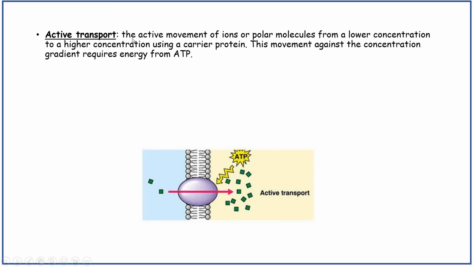Now looking at active transport, which is the active movement of ions. Active transport is the only one that's active apart from exocytosis and endocytosis, whereas diffusion, facilitated diffusion and osmosis are all passive. So active transport is the active movement of ions or polar molecules from a low concentration to a high concentration using a carrier protein. This movement is against the concentration gradient and requires energy from ATP and also a carrier protein.